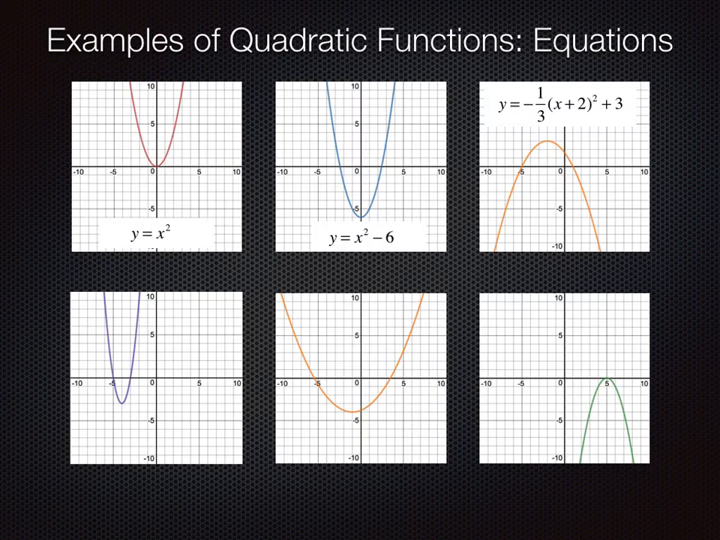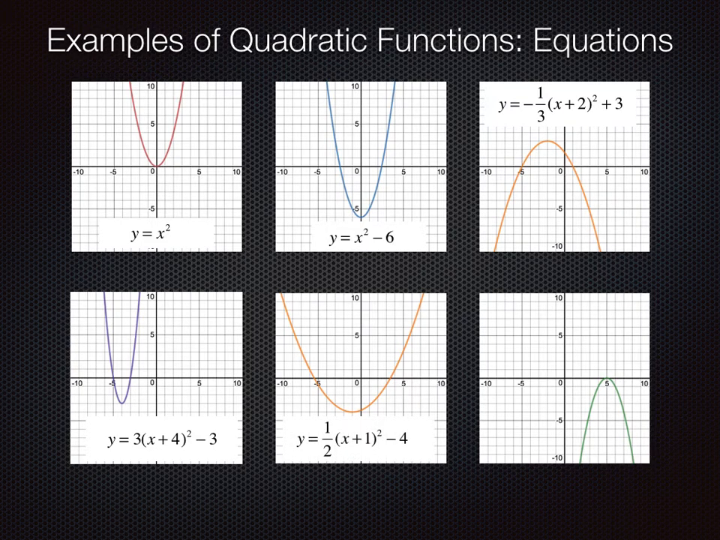On the bottom row, the far left, it's quite narrow, so both sides of this are steeper than the parent function. So we're going to, in this case, be multiplying by 3. The next one is quite wide, so we'll be multiplying by a fraction. And the one on the far right opens down, and it's been shifted 5 to the right.